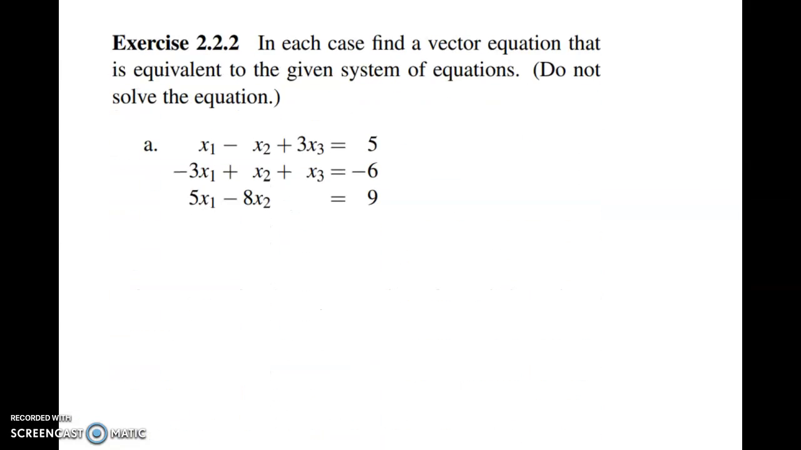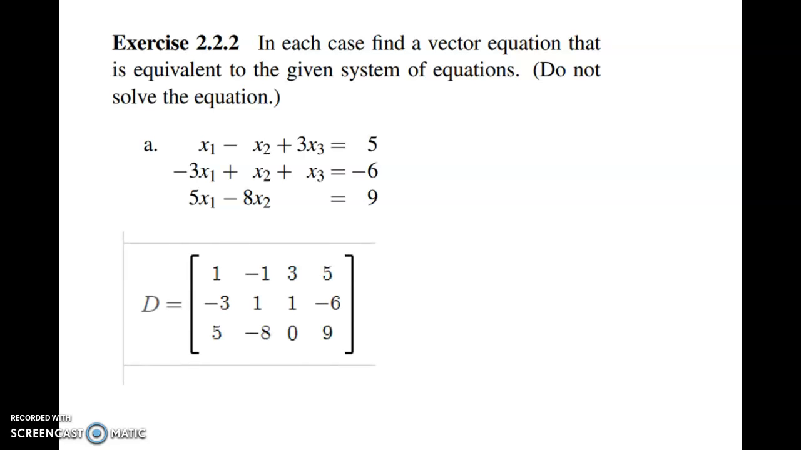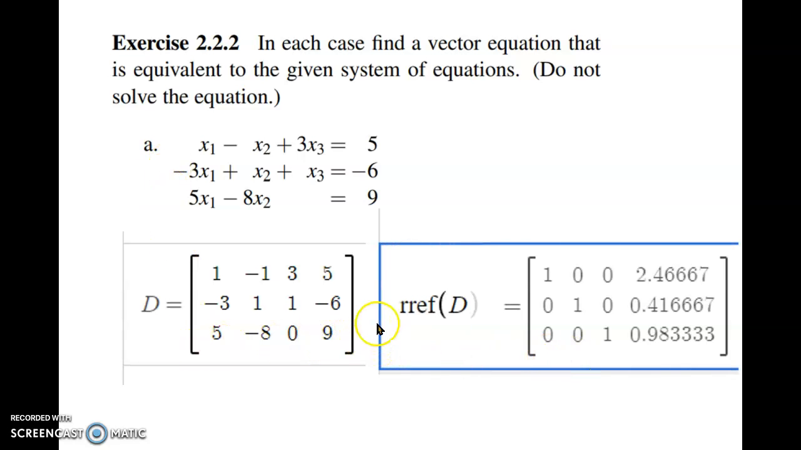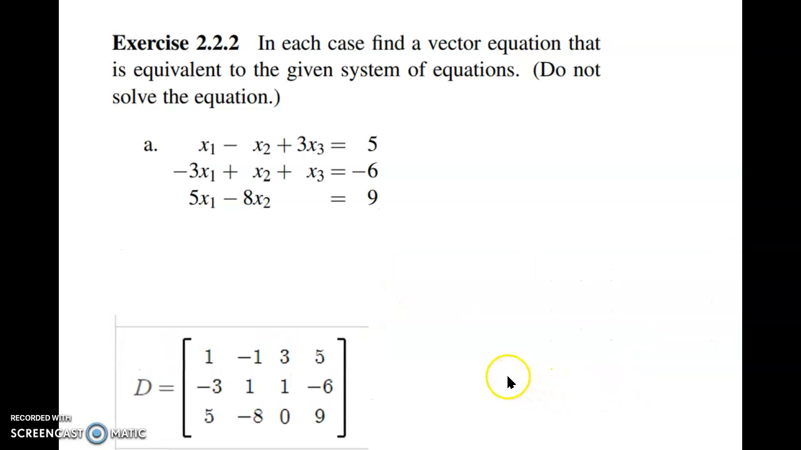Okay, find a vector equation. Don't solve. Well, I solved, just because I could. I took an augmented matrix, put it in Desmos, did RREF, reduced row echelon form, and I got answers. I could have changed them to fractions, just didn't. However, to find a vector equation, we need to find vectors.